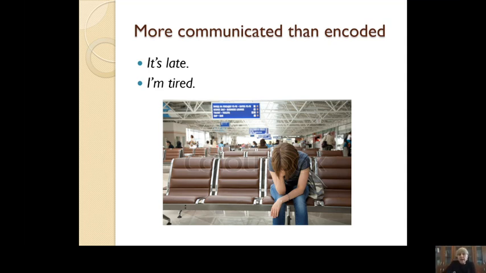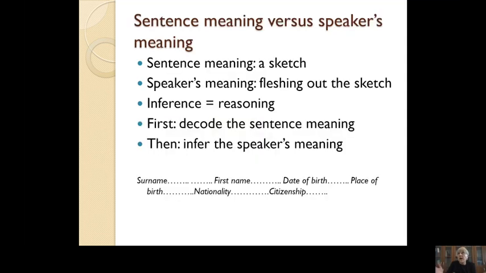Thus, we can see that we should perhaps distinguish between sentence meaning and speaker's meaning. So sentence meaning will be just the words uttered, and speaker's meaning will be the communicative intention of the speaker. All right. So if I say that I'm tired, it may be just a refusal, or if I say that it's late, I may want you to hurry up. So as you can see, you can identify these two levels.